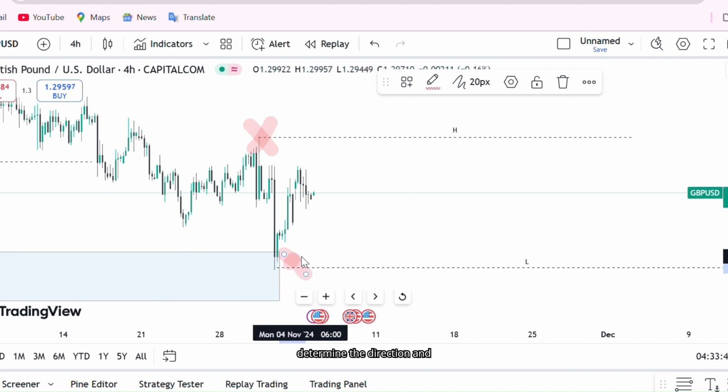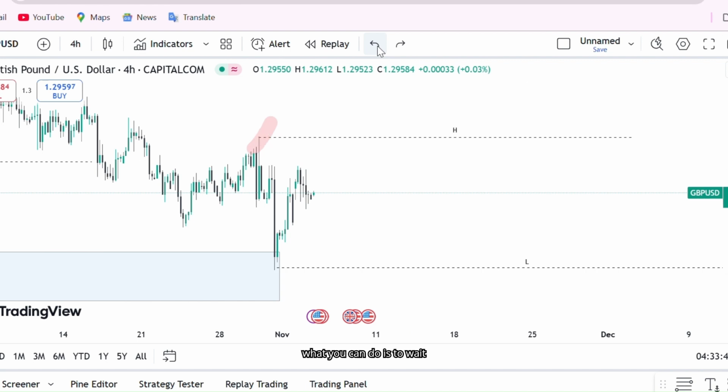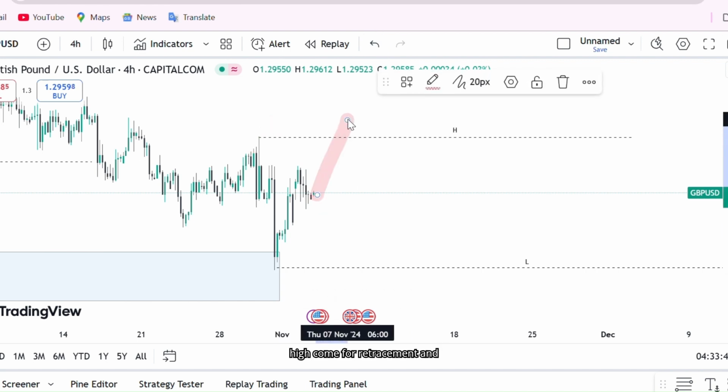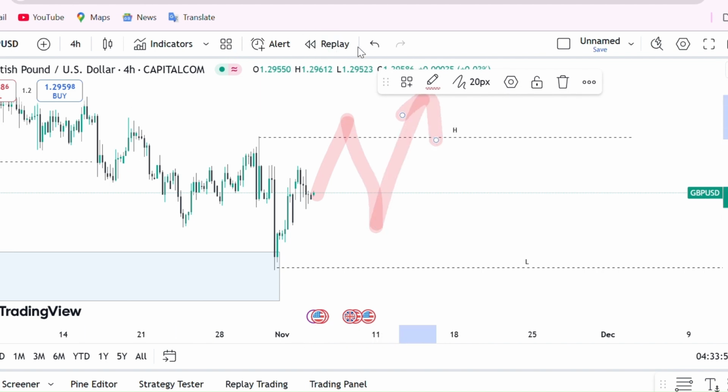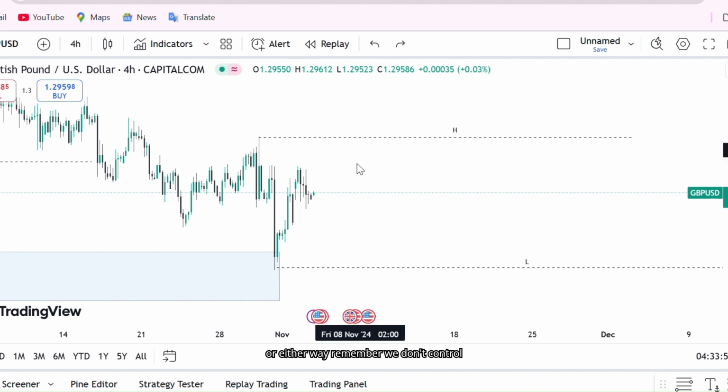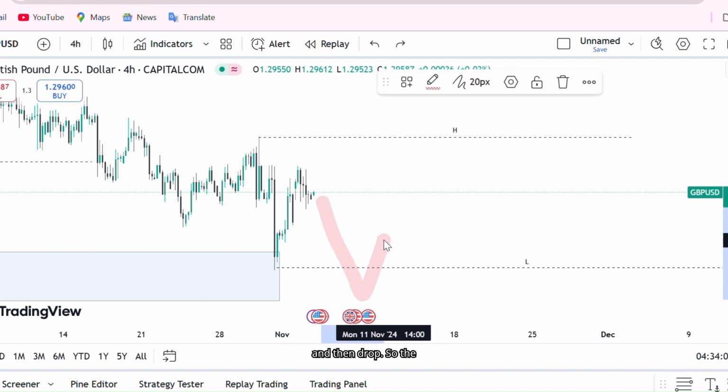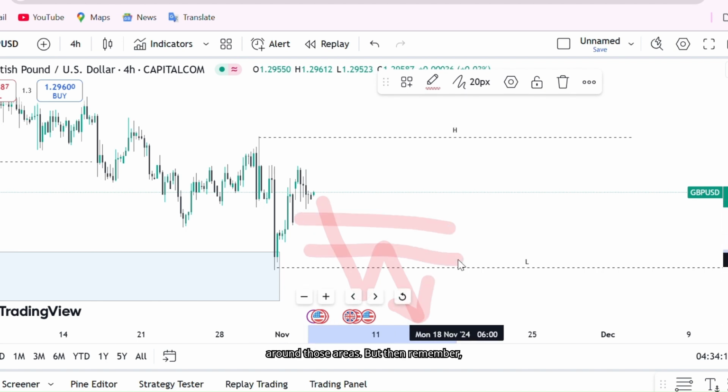direction. And what you can do is to wait for the market to break out this high, come for a retracement, and then continue going up. Or either way, remember, we don't control the market, we only trade what we see and whatever is happening. So second scenario is that the market can come and take this fractal low and then drop. So the best thing is to look for a retracement around those areas.